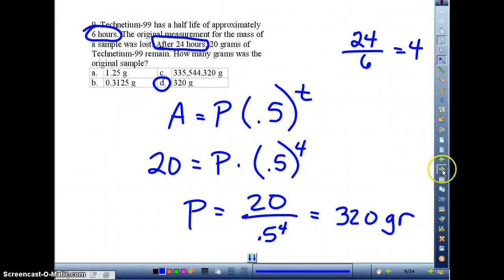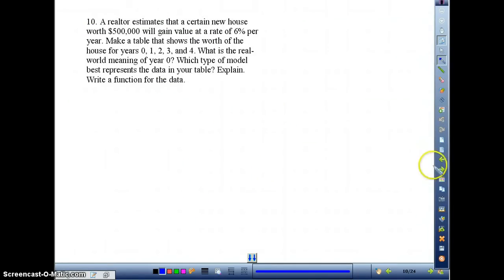Okay, moving on. Number 10, a realtor estimates the new house worth $500,000 will gain value at a rate of 6% per year. Make a table that shows the value of the house for years 0, 1, 2, 3, and 4. What is the real world meaning for year 0? Which type of model best represents the data in your table? Explain. Write a function for the data.